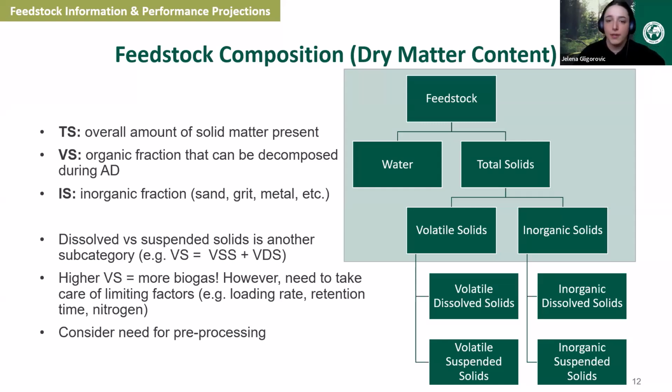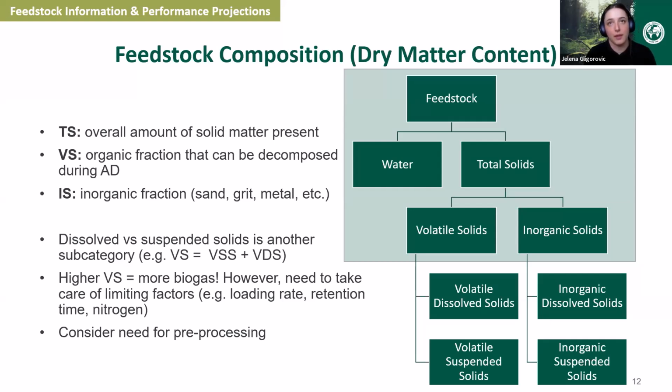So for the feedstock, there is a proportion of water and total solids for each type of feedstock. Your total solids is your dry matter content, which is the amount of solid matter present. It's also referred to as TS. The typical dry matter content in feedstocks, I would say, is between 5 to 20%, depending on what the feedstock is, which can be a lot of water, 80 to 95% water in a feedstock.